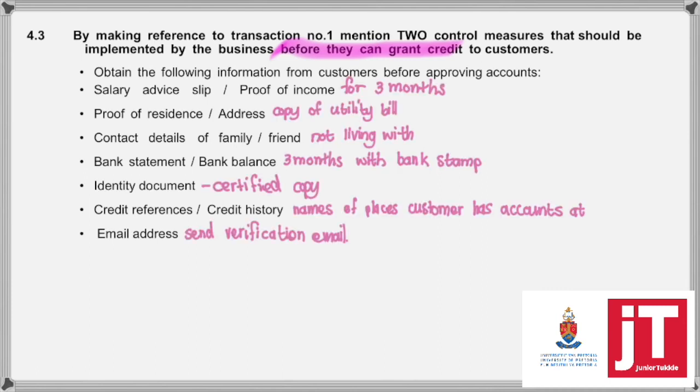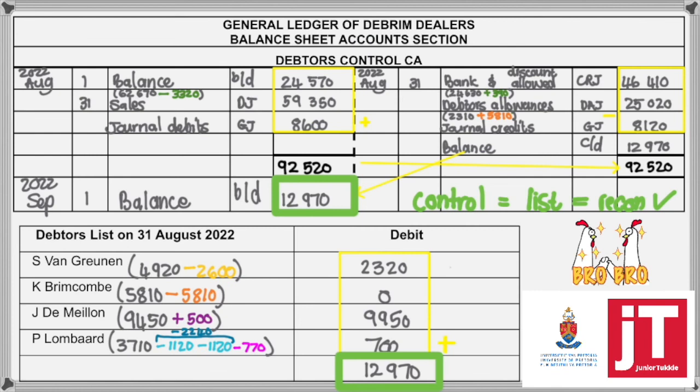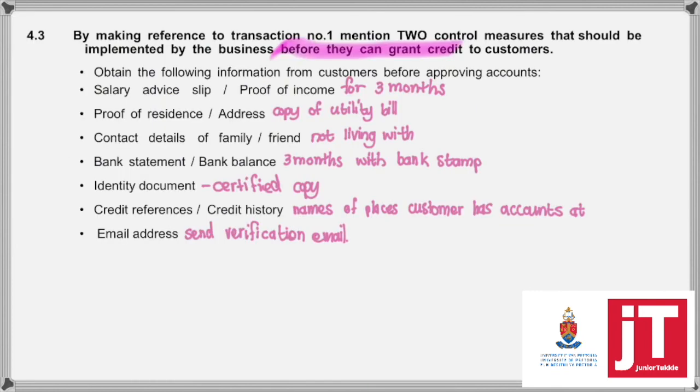And that needs to be at least 3 months worth of information. Proof of residence, or address, which is usually a copy of the utility bill. Contact details of the family or friend not living with that person, because otherwise they can just lie and it doesn't matter. So you need a person not living with them.